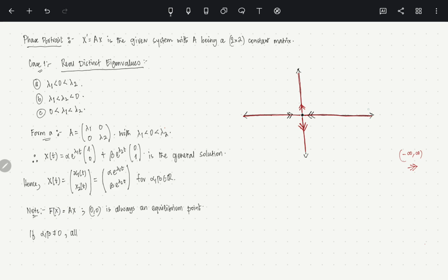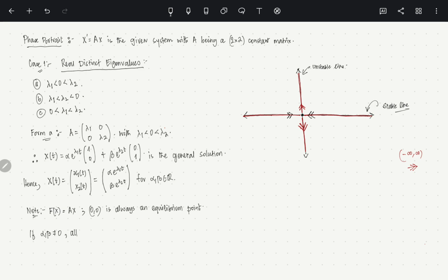By the way, I forgot to mention this. You see this line, all the trajectories are moving towards the equilibrium, right? So since they are moving towards the equilibrium, we call that line a stable line. Please remember this thing. And this line where it is moving away from the equilibrium, we call it an unstable line. Is it okay?